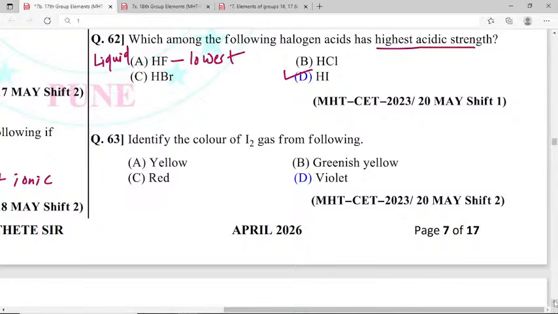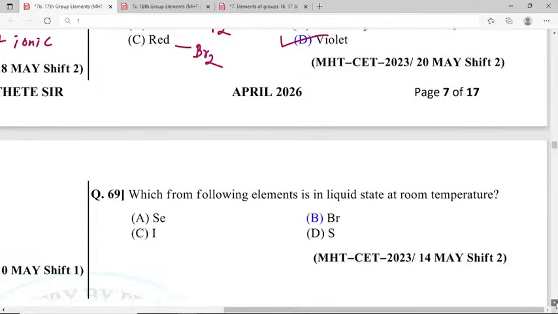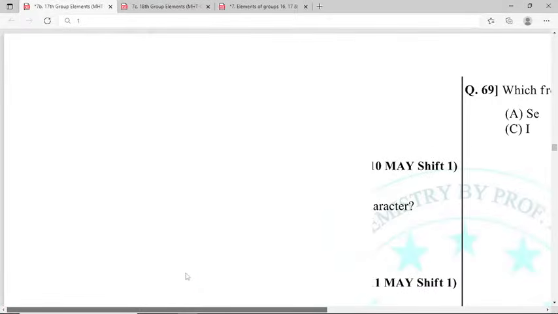Next question. Identify the color. किती वेळा सांगितलंय मी, कलर विचारतात परीक्षेमध्ये, कलर करून ठेवा. व्हेरी इम्पॉर्टंट. Color of iodine gas: violet color. It is a sublimable solid. Yellow is fluorine. Red is bromine. Greenish yellow is chlorine, and this is a toxic gas. Color is very important. Asked in your exam.